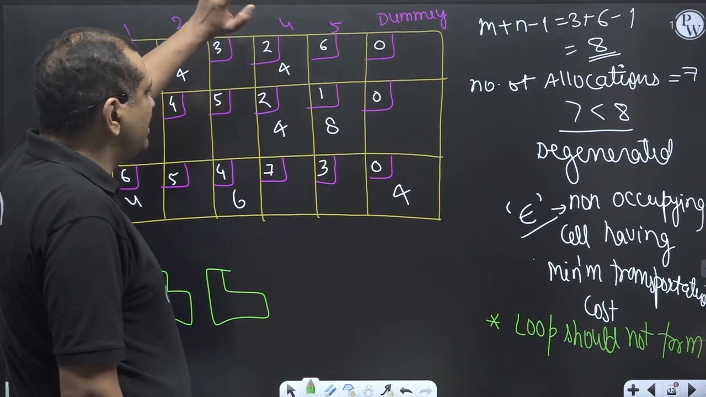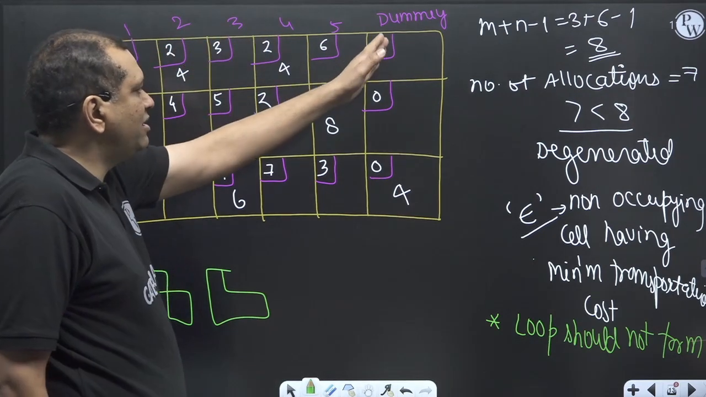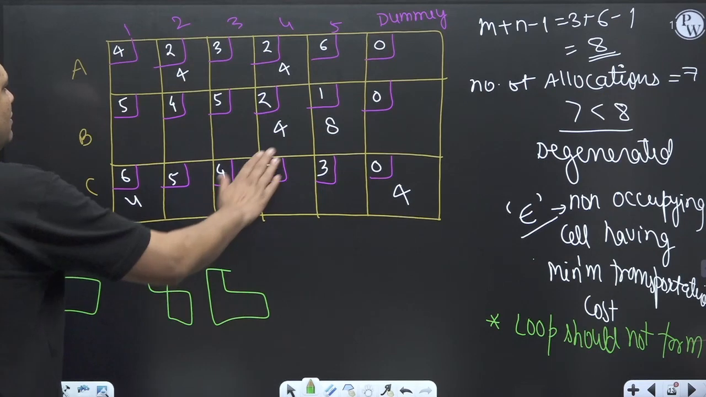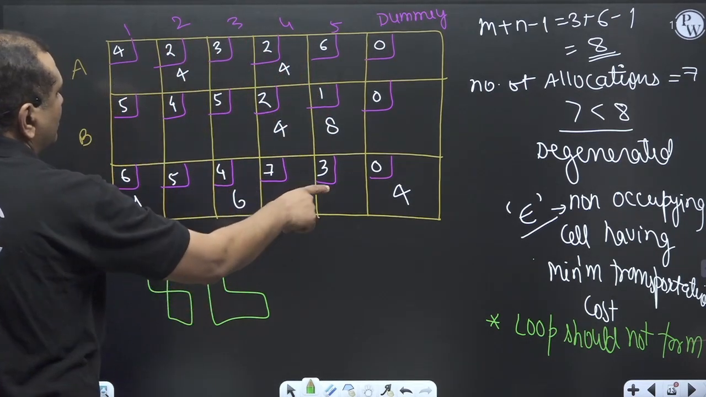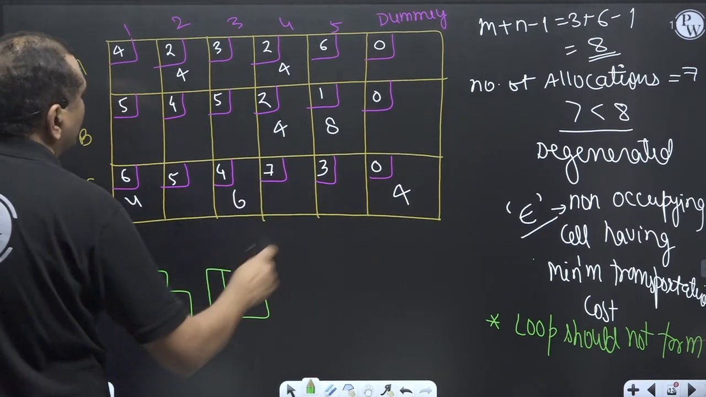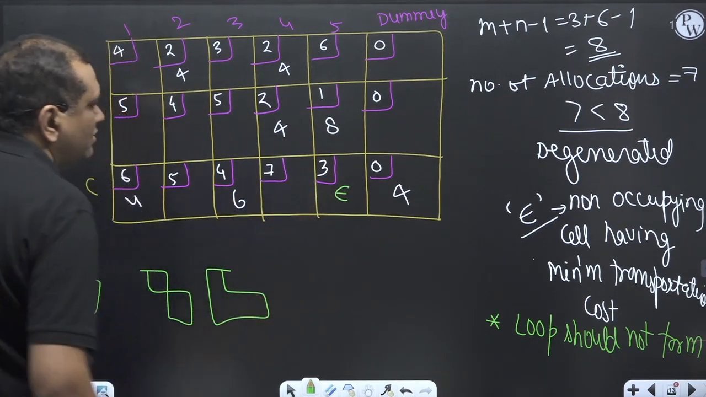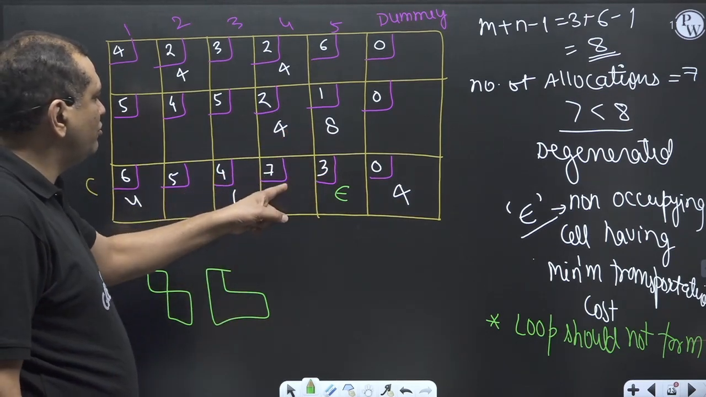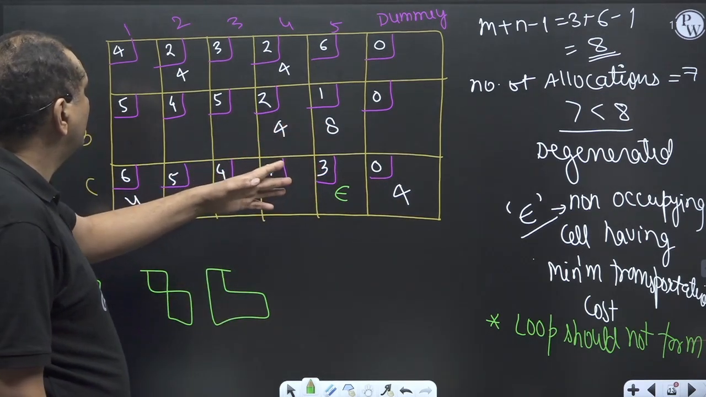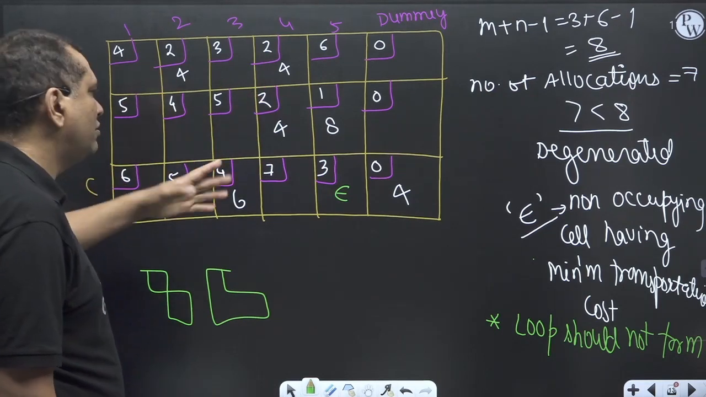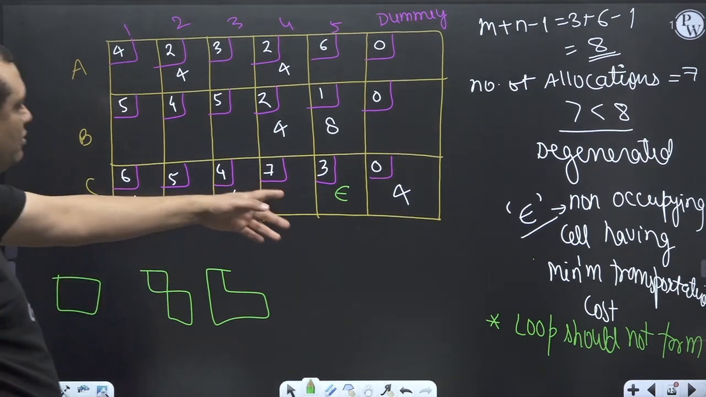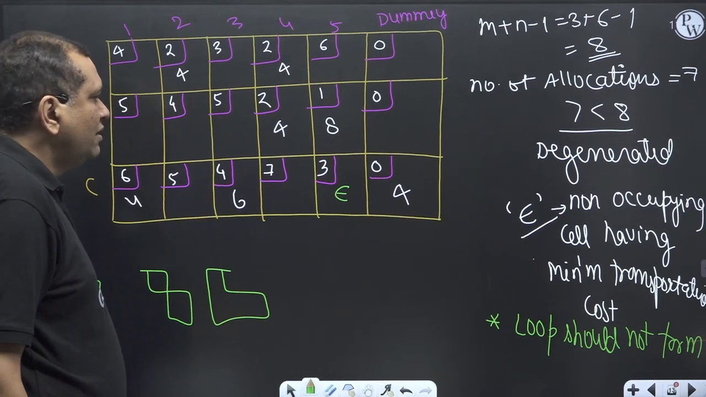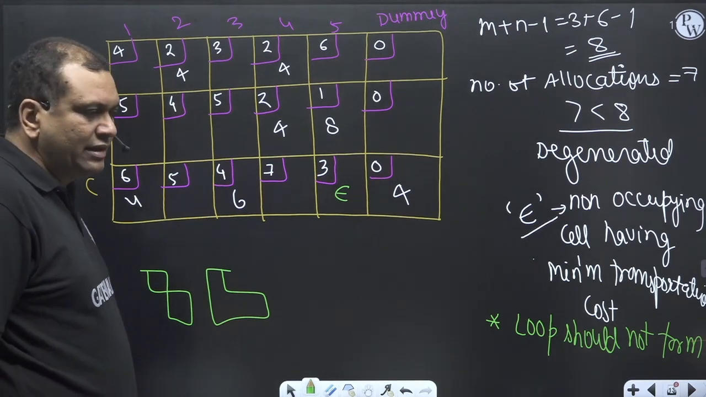So now let us remove the degeneracy first. I will not allocate epsilon here. What is the minimum transportation cost here? 3. Allocate epsilon here. So loop is not forming, na? No loop is being formed, so you can allocate here, no problem. Now degeneracy is gone by allocation.